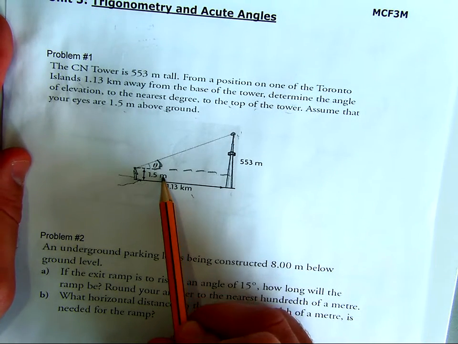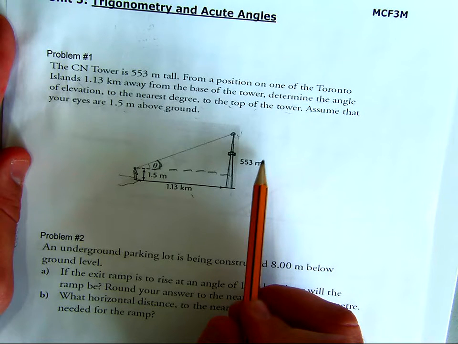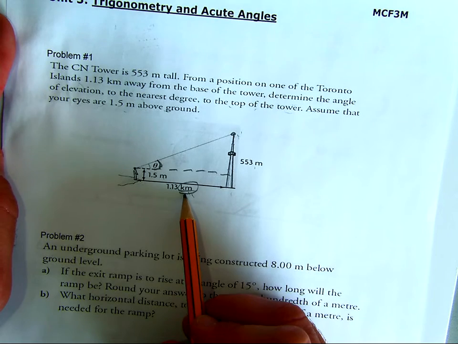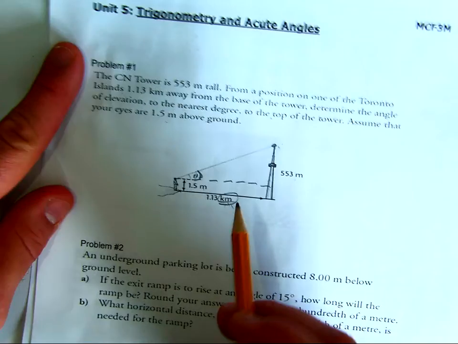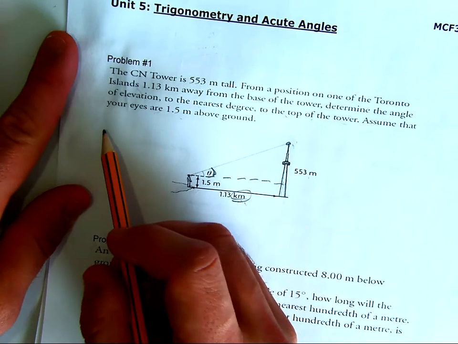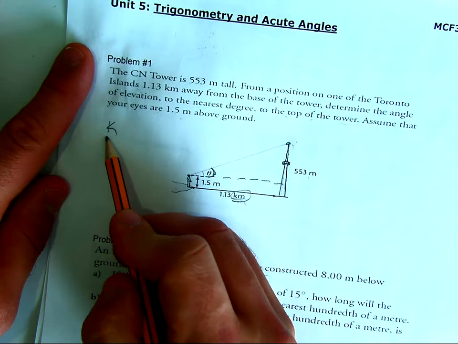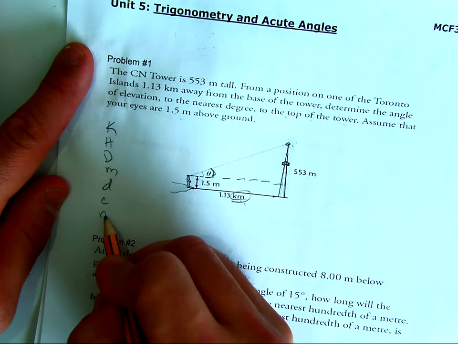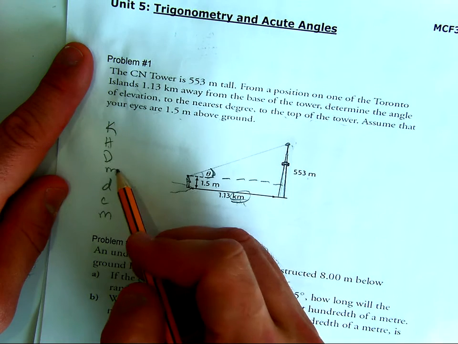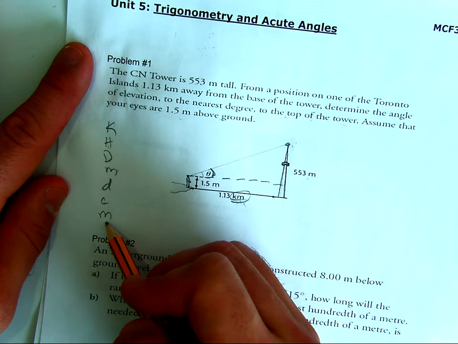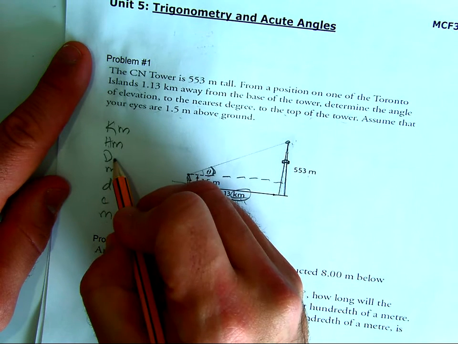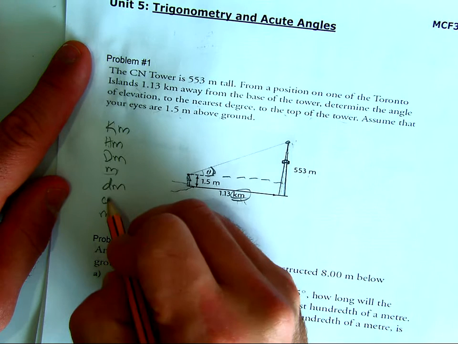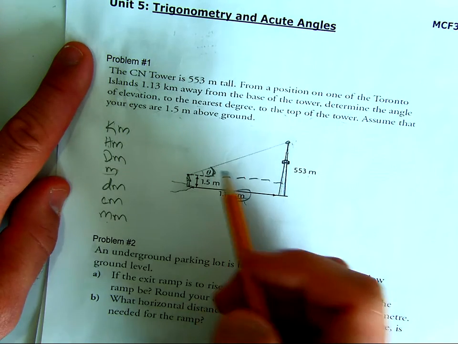Now notice that this is in meters, but this is in kilometers. So the first thing I'm going to do is switch that to meters. Now kilometers, kilo means 1,000, but if you don't remember the metric system, King Henry doesn't mind drinking chocolate milk. This is kilometers, hectometers, which we don't deal with much. Decameters we don't deal with. Meters we do. Decimeters sometimes. Centimeters and millimeters, yes, we deal with a lot.